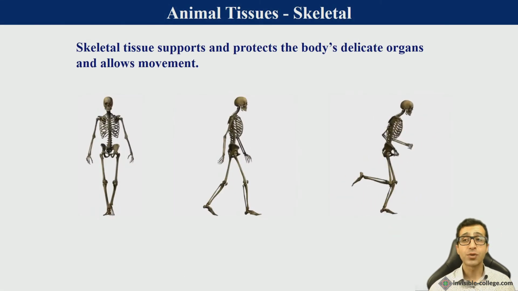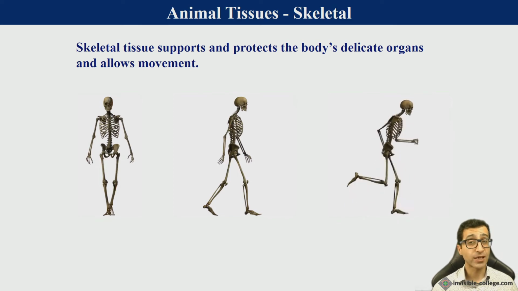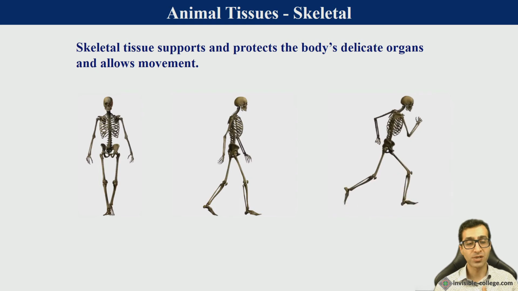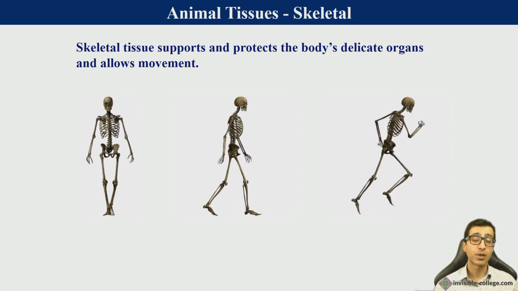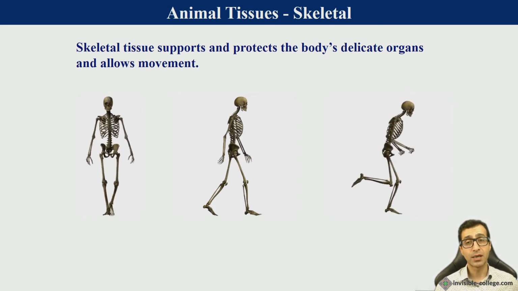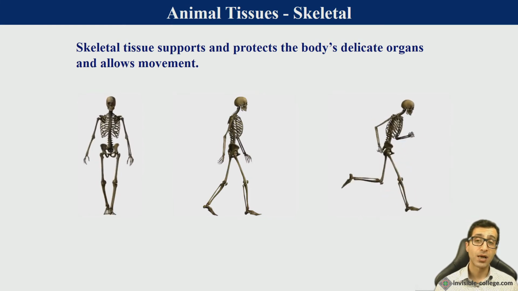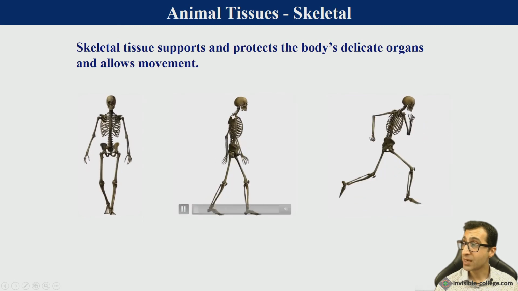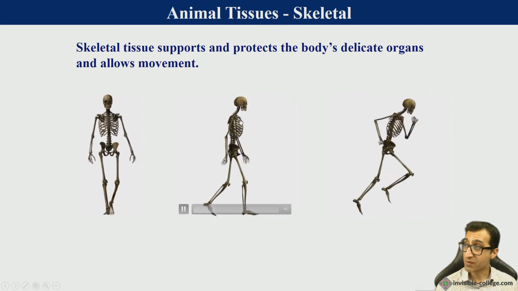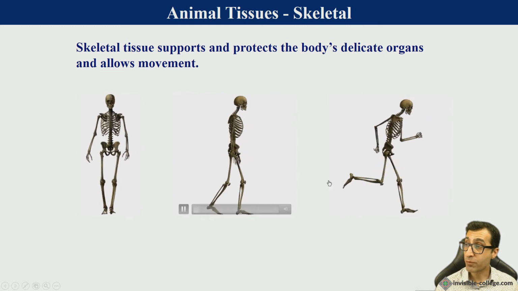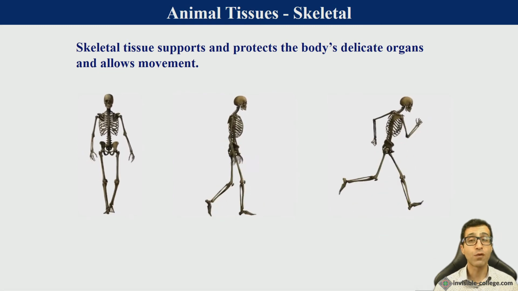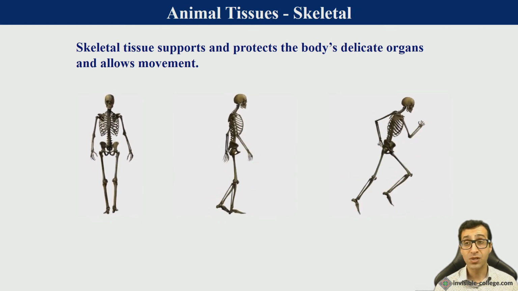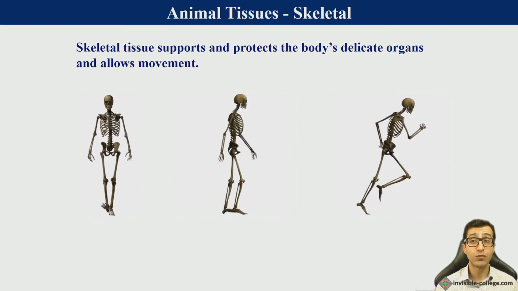So skeletal tissue supports and protects the body's delicate organs. For example, in the thorax you have the rib cage, which protects the organs of the chest cavity, but you also find skeletal tissue in the context of allowing movement. You find skeletal tissue inside the limbs as well, where the muscles of the limbs will attach and allow movement of those limbs. So the function of the skeletal tissue in the skeletal system is both support and protection and movement as well.